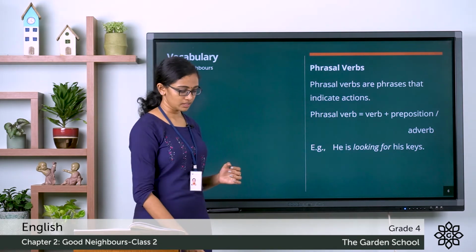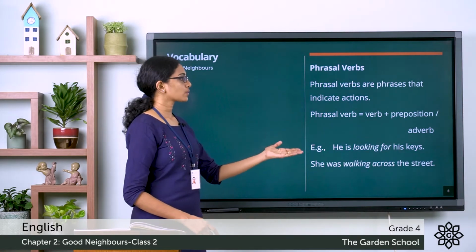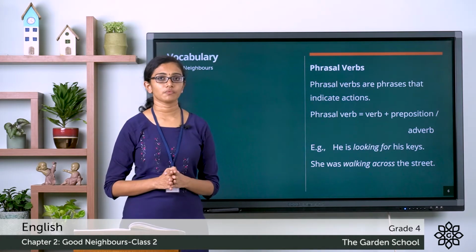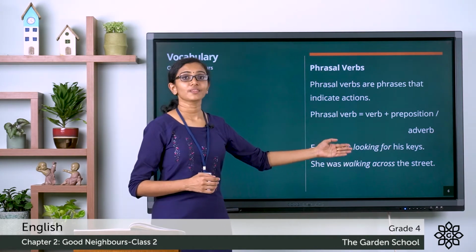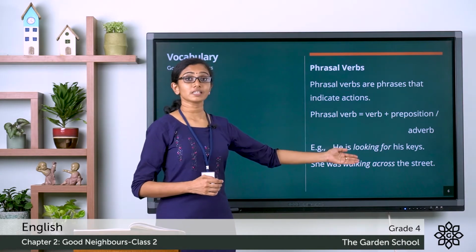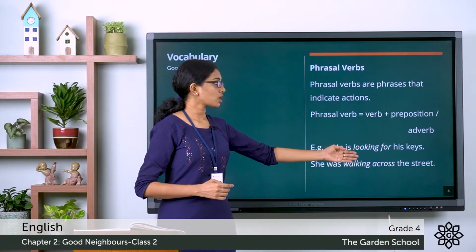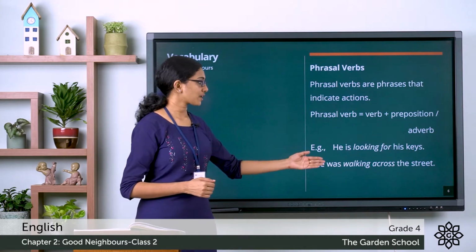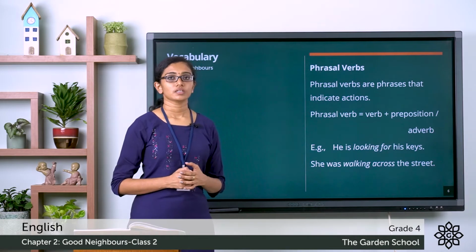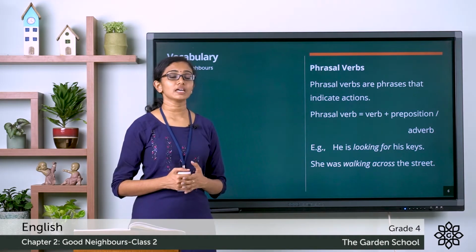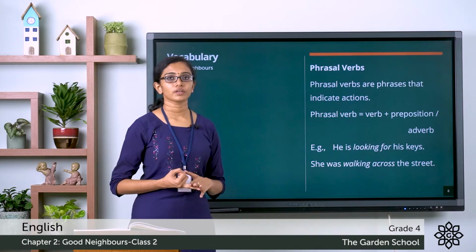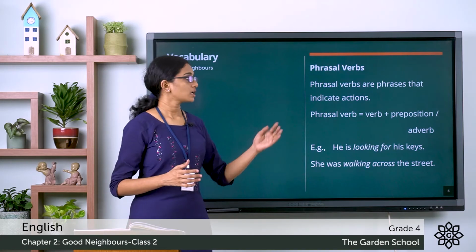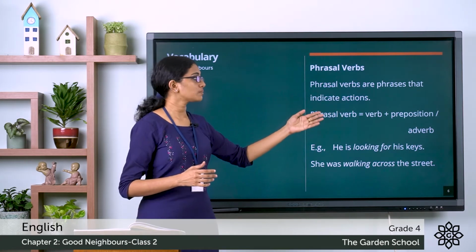Let's see one more example. She was walking across the street. So walk across is another example of a phrasal verb. Here in the first sentence, the phrasal verb is looking for. This is an example of a phrasal verb which is a combination of a verb and a preposition. And in the second sentence, the phrasal verb is walking across. See, across can be used both as a preposition or an adverb. So the phrasal verb walking across is an example of both verb plus preposition and verb plus adverb.